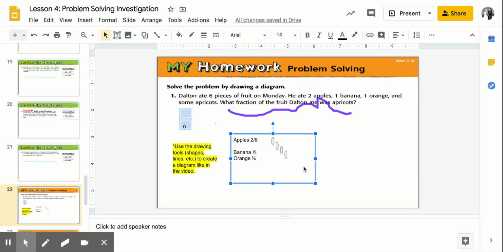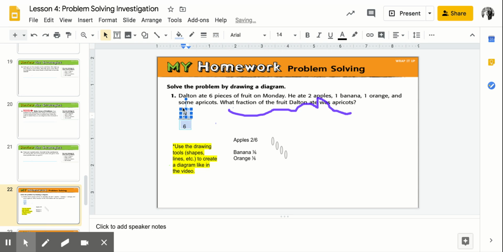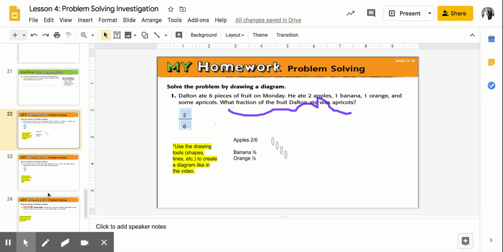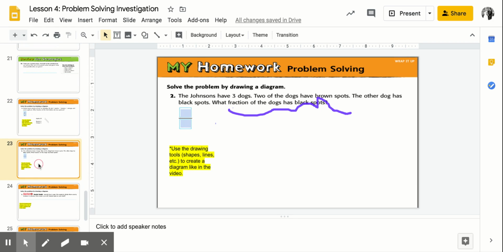So I can count all of these. I have 1, 2, 3, 4 total fruits that were apple, banana, or orange. Then I take that 4 away from that 6, and I'm left with 2. So 2 out of the 6 were apricots. All right, so let's move on to the next question.